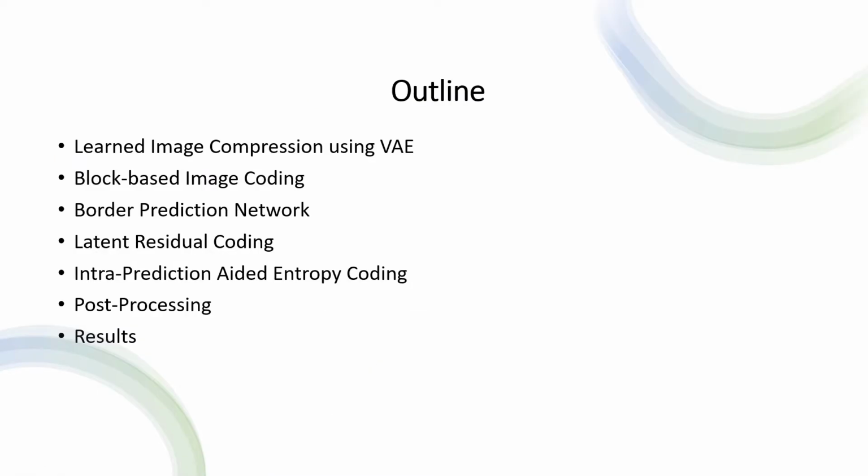Here is an outline of our work. We adapted the variational autoencoder model for block-based image coding. We analyzed some effects when using the VAE to code small blocks, and we designed some methods to alleviate the loss in performance due to small blocks coding, and we present our results.